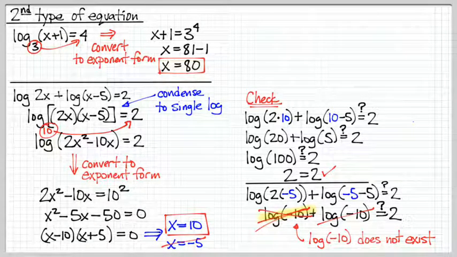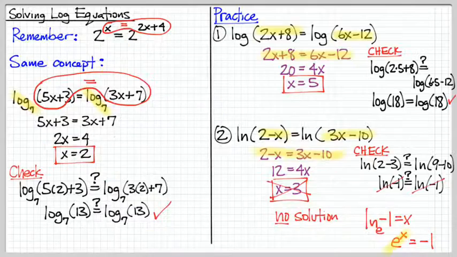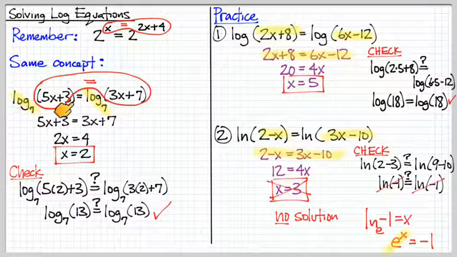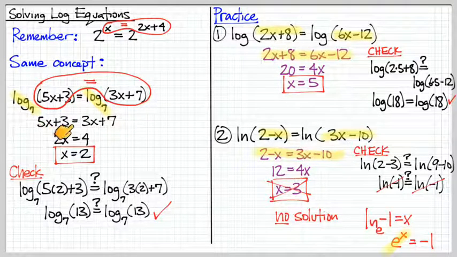So that's our lesson for today. Really, we have two cases. Let's just review that quickly. We have the first case here where we have a log on one side, a log on the other side, same base. We can just almost cancel away the log, and we have a simple linear equation to solve.